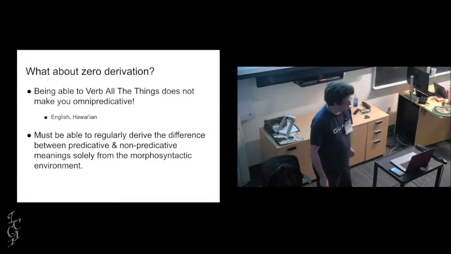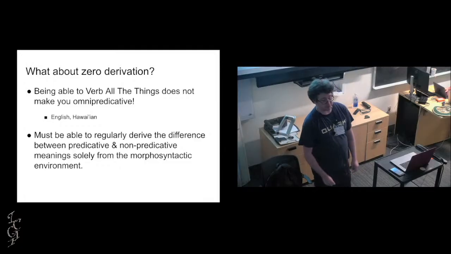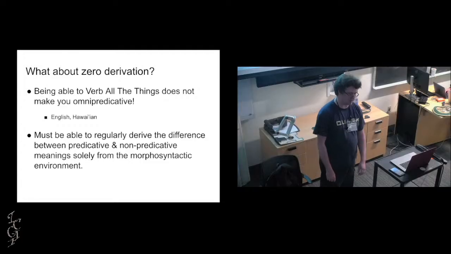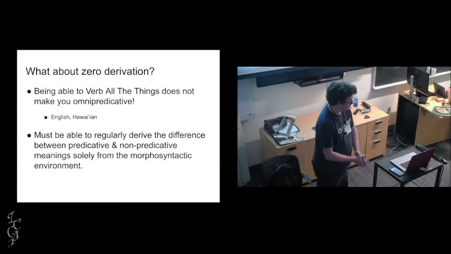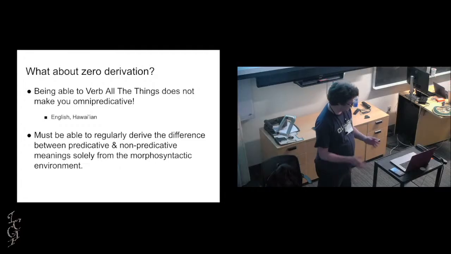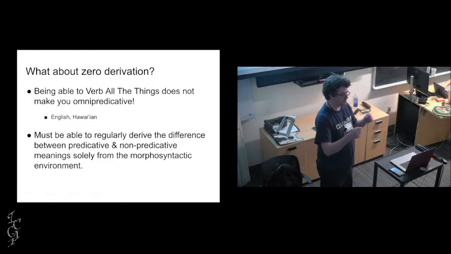So, what about zero derivation? I just told you in English we have some functional flexibility. We can turn nouns into verbs pretty freely, but being able to verb all the things by itself does not make you omnipredicative. So, for example, I could tell you all that I'm going to Logan it up here, and that is syntactically correct, and you probably wouldn't have any idea what it means unless you know me. Because in English, when you verb a noun, there is not a consistent way to predict exactly what it will mean when it is converted into the head of a predicate.